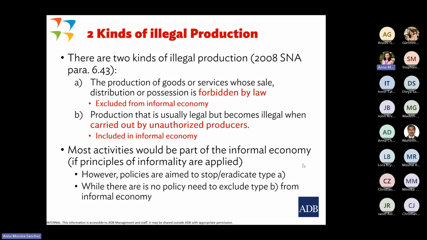Okay. So therefore, type A are by convention excluded, and statistics on informality should be supplemented with measures of this type of illegal productive activities. The production of informal production units of goods and services that are usually legal but become illegal, as in letter B, should be included in the informal economy. Okay.